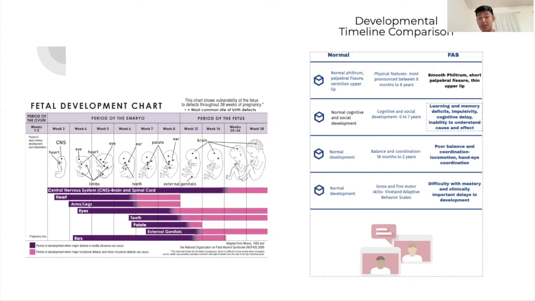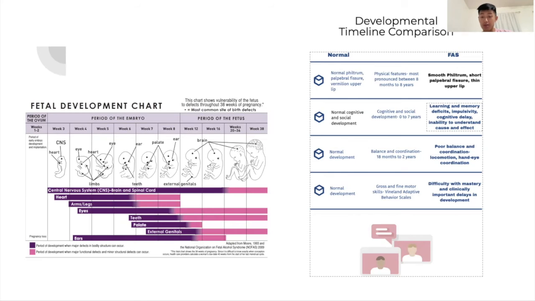In the developmental timeline comparison on the right, physical features will be most pronounced between 8 months to 8 years when comparing normal and individuals with fetal alcohol syndrome. As for cognitive and social development from infancy to 7 years, learning and working or declarative memory deficits, attention deficits, both sustained and focused, inability to understand consequences to actions, among other cognitive and social delays have been noted. These represent difficulties and or delays in reaching standard cognitive and social levels compared to people without fetal alcohol syndrome.